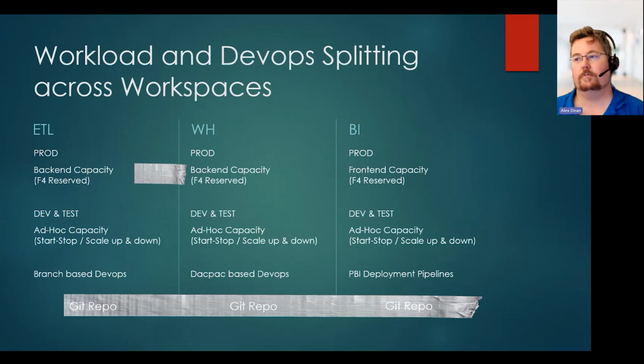But then we've split it up into 3 separate workloads. We've got the ETL workload, pipelines, notebooks. We've got the warehouse workload, silver layer, transformations, and we've got the BI workload.